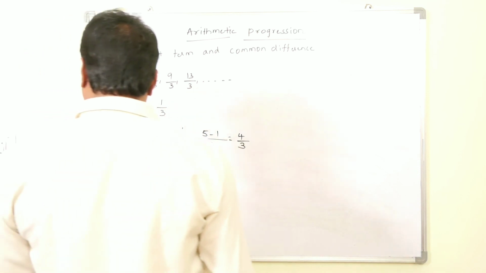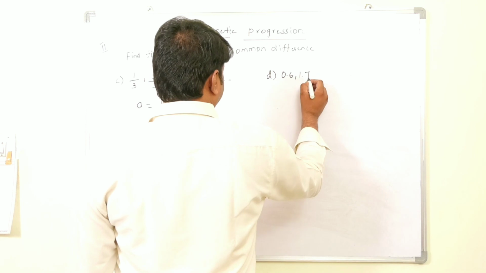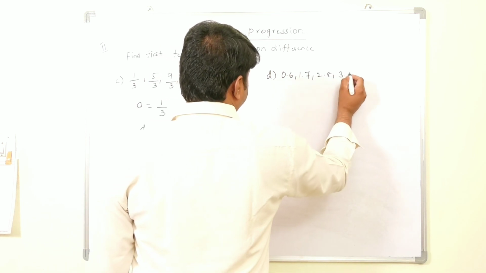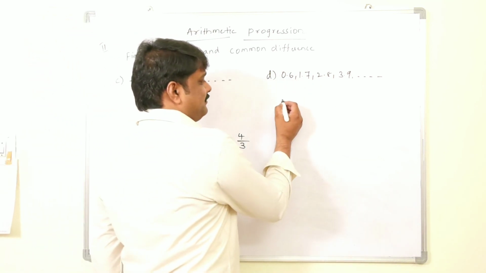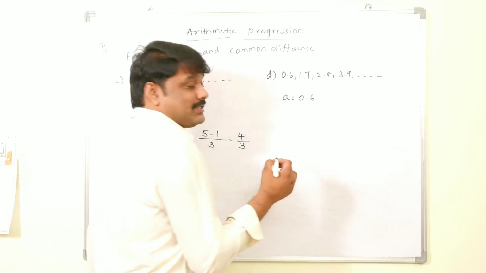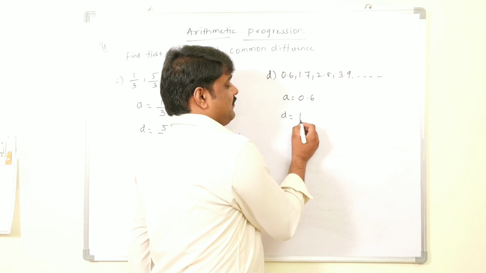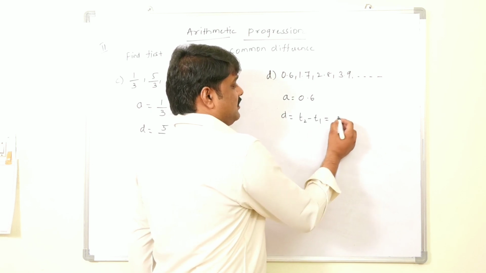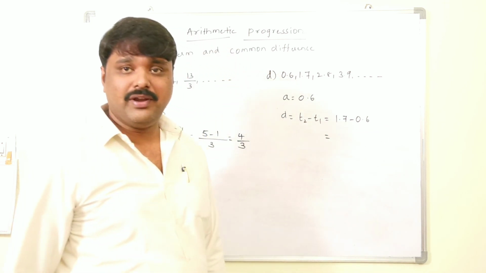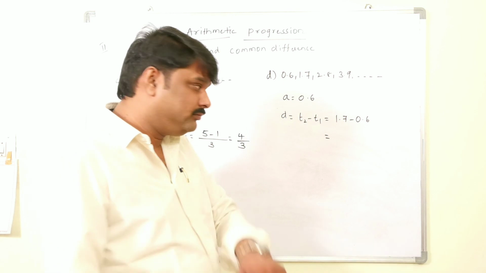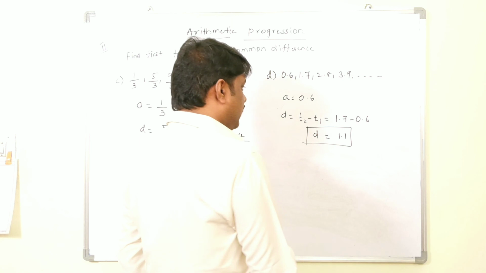That is 0.6, 1.7, 2.8, 3.9 and so on. What is the first term? A equals 0.6 and the common difference D equals T2 minus T1, that equals 1.7 minus 0.6. 17 minus 6, 11. The point needs to be kept in between them, hence the value of D is 1.1 we got.